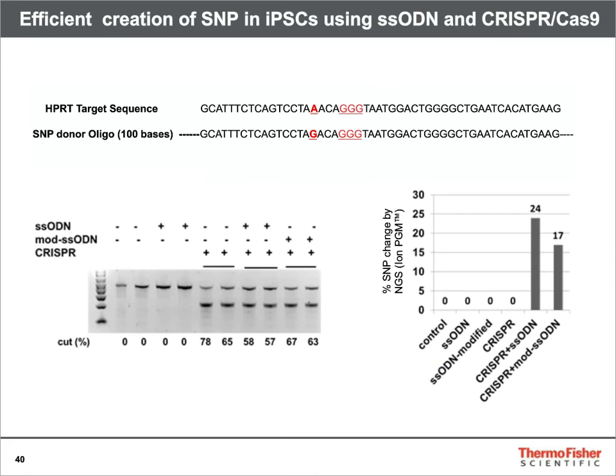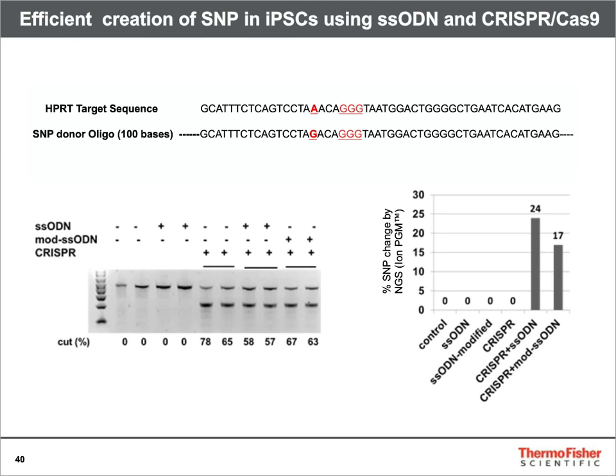This slide describes SNP correction at target loci. First, a target sequence is shown on the top with PAM sequence as GGG in red. Our goal is to change A into G using CRISPR-Cas9 and single-stranded oligos. We used two different kinds of 100 base pair oligos, one with modified ends and other without any modification. Modified ends were used to protect it from the nucleases. As shown in the bar graph, we can achieve up to 24% SNP in human iPSCs without any modification on the oligos. Modification of oligo did not improve SNP efficiency.